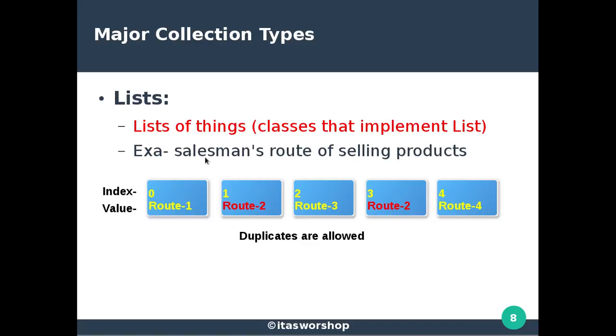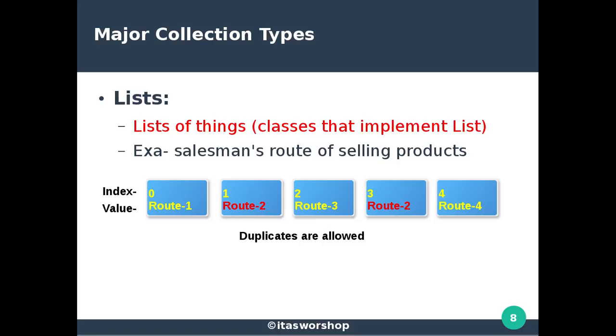For example, a couple of salesmen are there in a company and they are going out to sell their product. One salesman is taking route number 1, another salesman is taking route number 2, another is taking route number 3, and another salesman is again taking route number 2. So there are a bunch of salesmen going out to sell their product, and it is a very general scenario that duplicates are allowed in this. Obviously two salesmen can take the same route, like from the company to some common bus stop.